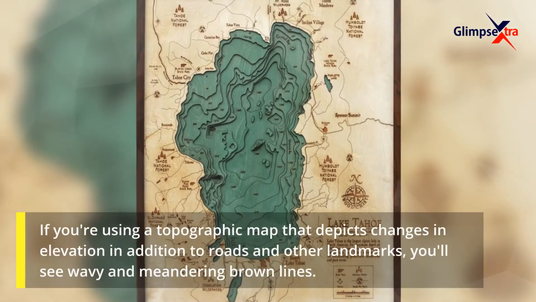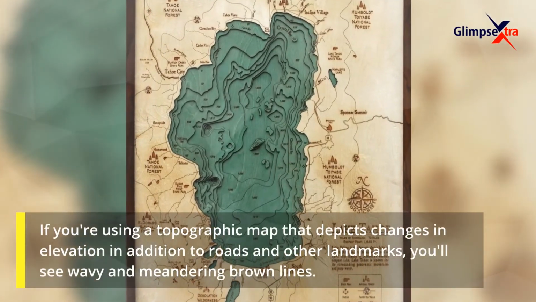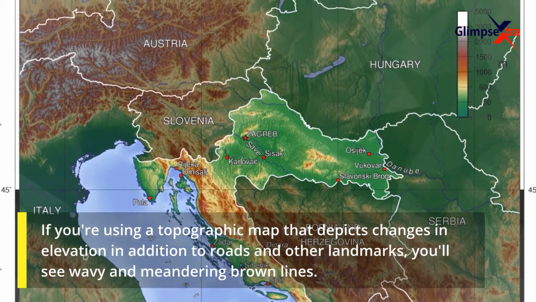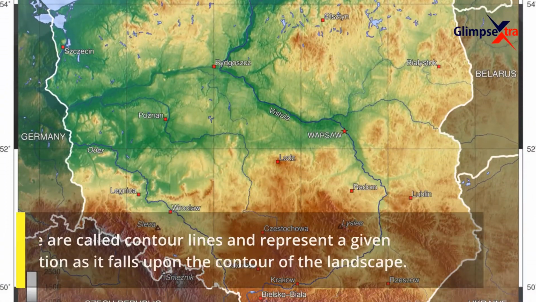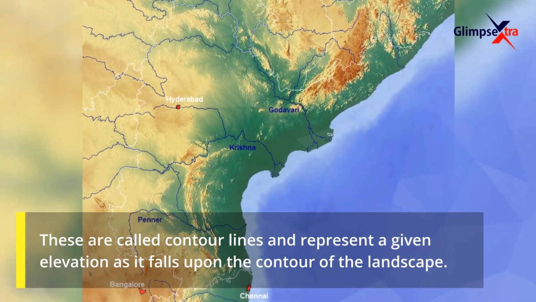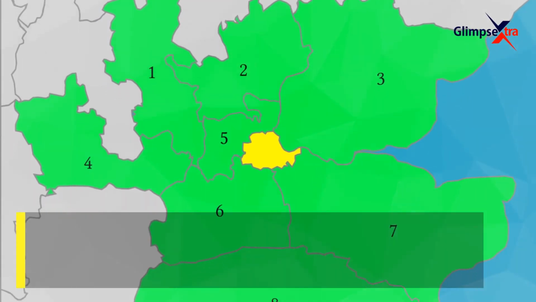If you're using a topographic map that depicts changes in elevation in addition to roads and other landmarks, you'll see wavy and meandering brown lines. These are called contour lines and represent a given elevation as it falls upon the contour of the landscape. Neat line.